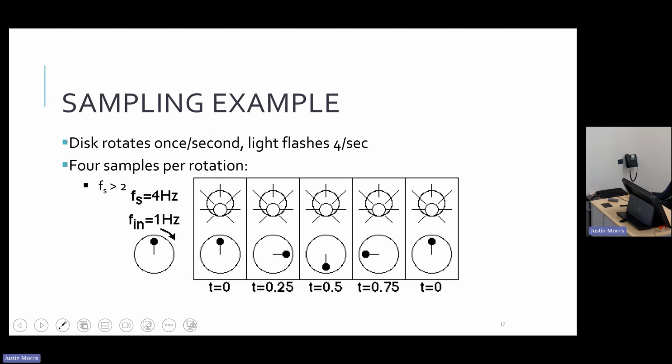So here is our example. Back to the disk: if it rotates once per second and the light flashes 4 times per second, that means we get these 4 samples per rotation. So our sampling frequency is 4 times our input frequency, right? So we have satisfied the Nyquist theorem, and we can be relatively confident with this sampling that the frequency of the rotation of this disk is indeed once per second, right?